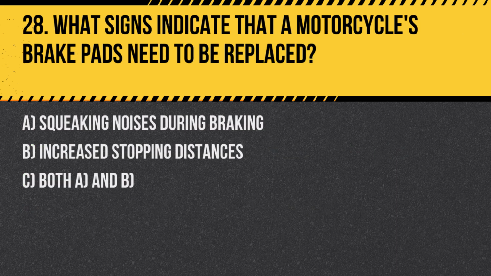Question 28. What signs indicate that a motorcycle's brake pads need to be replaced? A. Squeaking noises during braking. B. Increased stopping distances. C. Both A and B. Answer C. Both A and B. Squeaking noises and increased stopping distances are common signs that brake pads are worn out.